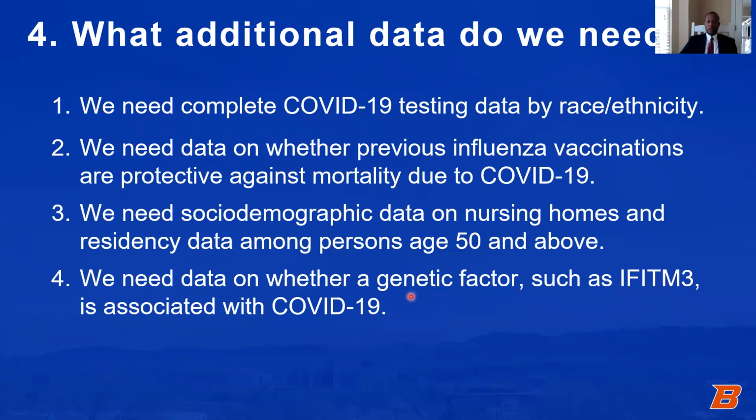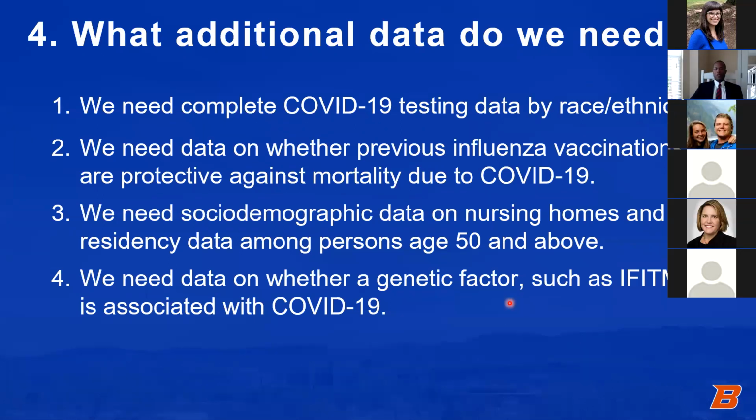We need to know whether there's a genetic factor involved, such as with the traditional flu that's been protective against not necessarily infection, but against mortality that's associated with COVID-19. Again, I just want to look at that disparity of why older Blacks are much more likely to die, even when the cases were similar among Blacks and Hispanics. Blacks are dying at a much higher rate compared to other races and ethnicities of COVID-19 above the age of 50. And with that, I think that we can open up to questions.